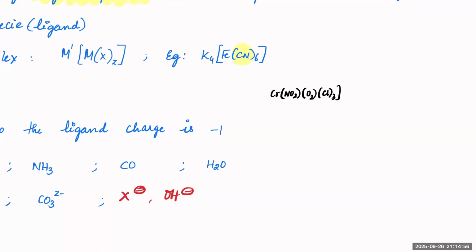Got it? 3, 4, 5. Okay, one more I forgot. H2O. Right. So this is how we have it. And on this complex, there is an overall charge. Correct? So how much is it?